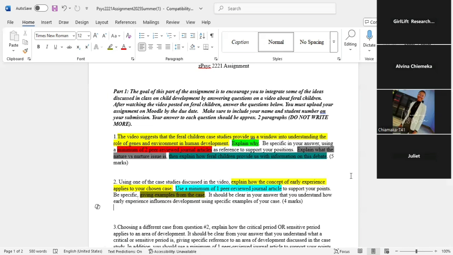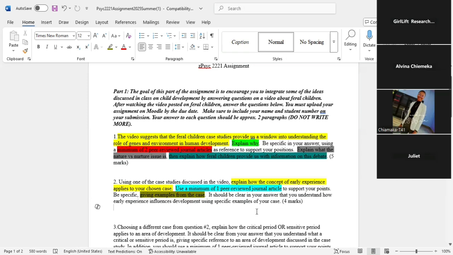Alvina, Chemaka, what do you think? Can you hear me? Yes, ma'am. I'm still trying to see if there's anything I can add in the paragraph. Chemaka, what about you? I stepped out for a while and I'm just joining in between, but I think she did justice to it. I don't think there's anything to add.